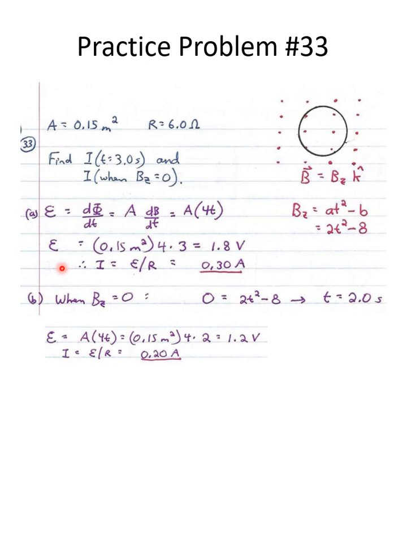Therefore, the current is electromotive force divided by resistance. So the 1.8 volts divided by 6 ohms, and we get 0.30 amperes.